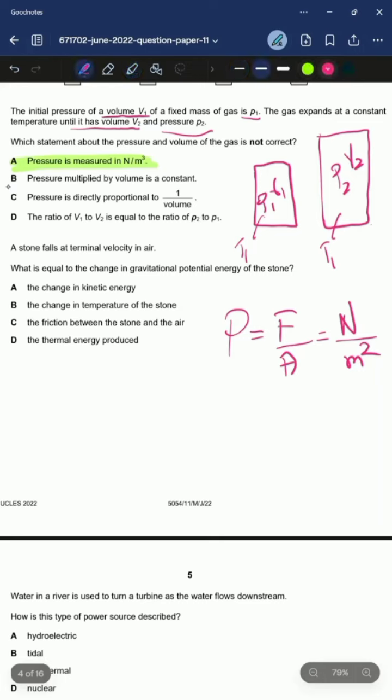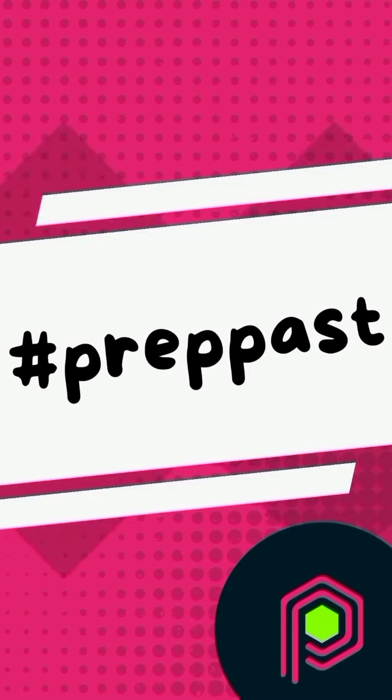Yeah, the pressure multiplied by the volume is a constant. That's true. Pressure is directly proportional to 1 over volume. That's true. And the ratio, yeah. So option A is the incorrect statement.